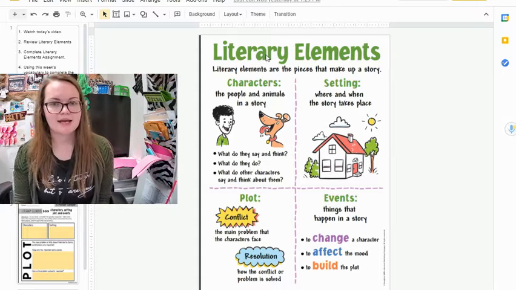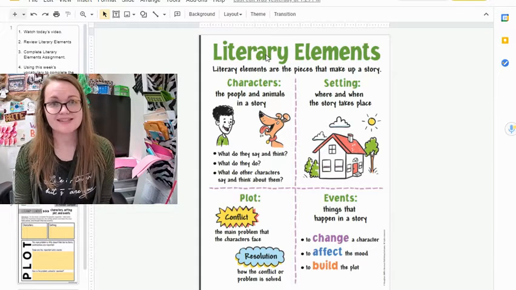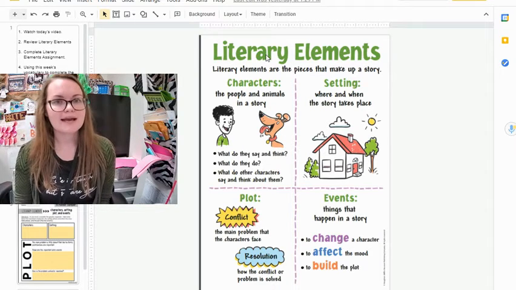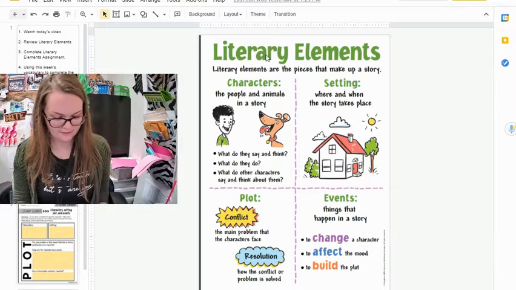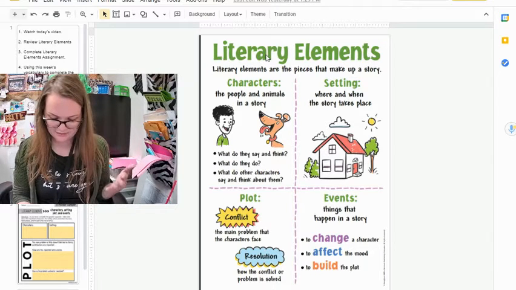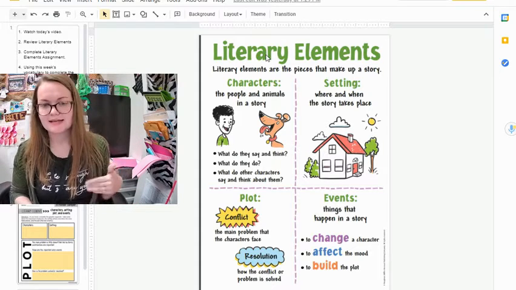Then you have our setting. It's where and when the story takes place. This is very important, especially with historical fiction, because the time and place are what make the story important. So when and where the story takes place is what creates the story itself. This is back in the Wild West, during pioneer life back in 1840. That setting is what makes what they're doing make sense.